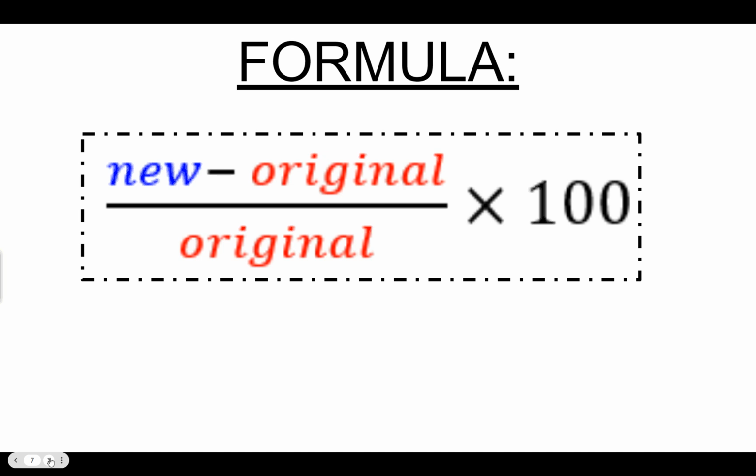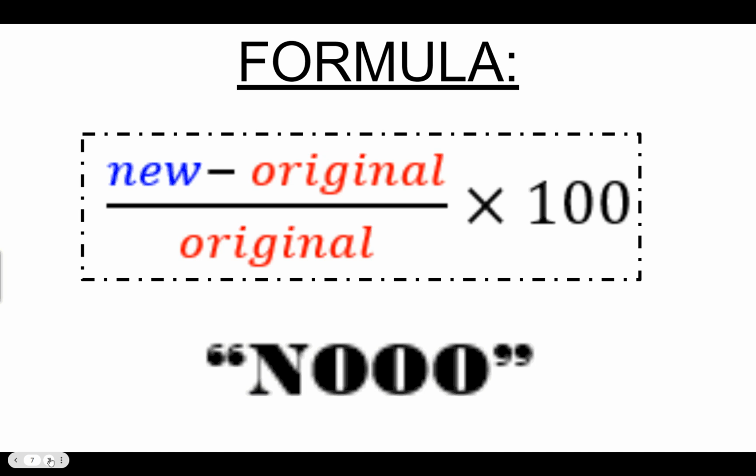There's a quick way to remember what order those numbers need to go in. New minus original over original. You take the first letter, you got N-O-O, spells out the word no. So that's the order that you write it down in. New minus original over original, and then times 100.